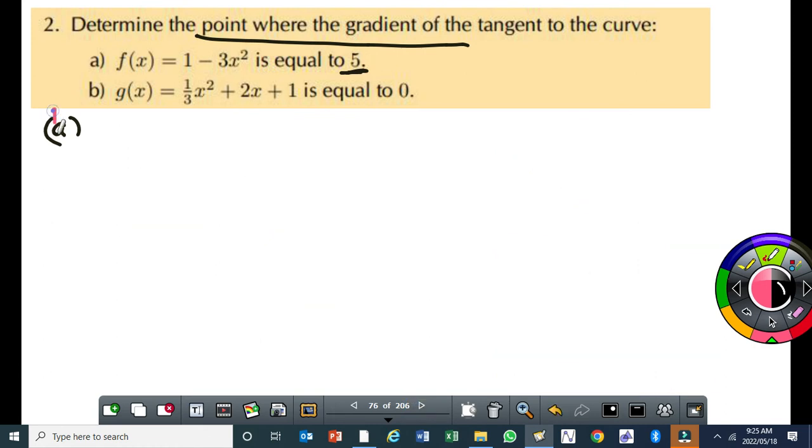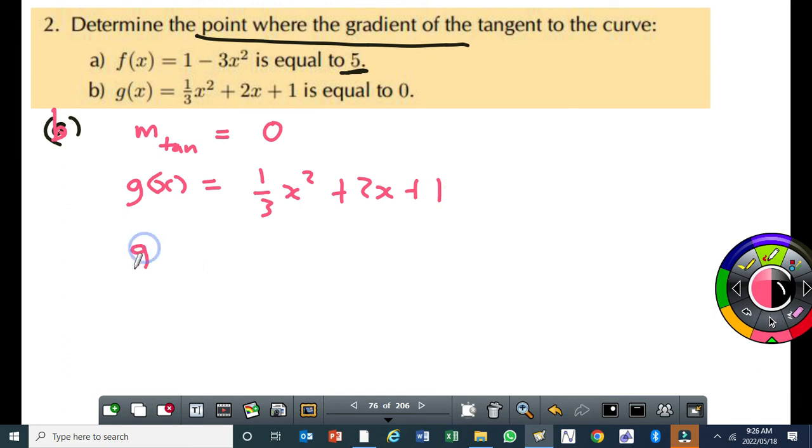Right, then the second one, that is b, we do the same. M tangent is equal to 0. Okay, usually a point where the tangent is 0, that's a turning point. Okay, obviously. So g of x is given as a third x squared plus 2x plus 1. That's a quadratic function with a minimum turning point. Right? So g prime of x, which will be equal to m tangent, will be equal to 2 over 3 x plus 2.